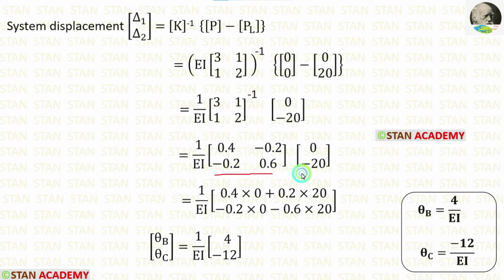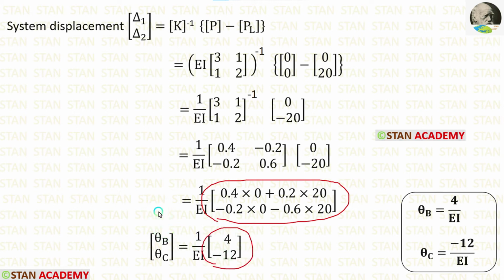Then we have to multiply these two matrices. We have to multiply the rows with the column. You can see the multiplication here. After multiplying, we are getting the final answers.